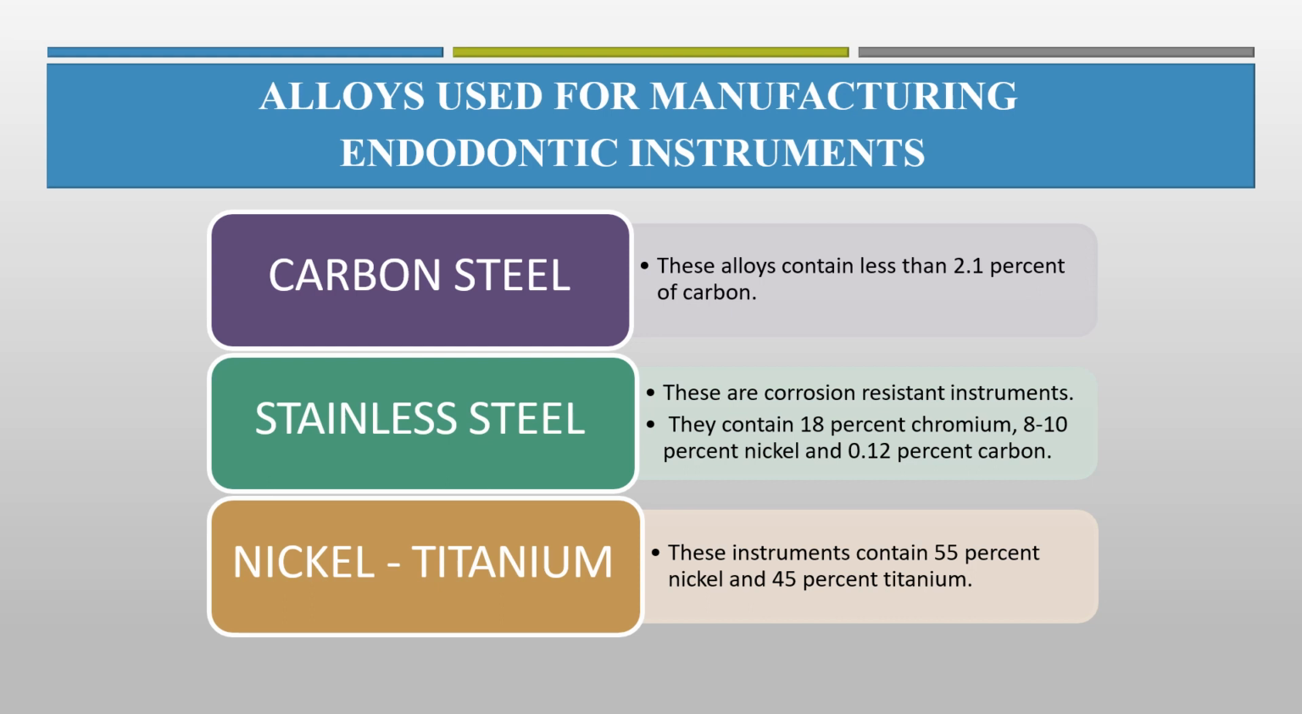So the alloys which are used for manufacturing of endodontic instruments include carbon steel, stainless steel, nickel titanium. Coming to carbon steel, these are the ones which contain about 2.1 percentage of carbon. Coming to stainless steels, these are corrosion resistant instruments and they are going to have around 18 percentage of chromium, 8 to 10 percentage of nickel and 0.12 percentage of carbon. So the carbon amount is considerably low in stainless steel instruments. Next, moving on to nickel titanium, these are the ones which consist of about 55 percentage of nickel and 45 percentage of titanium.